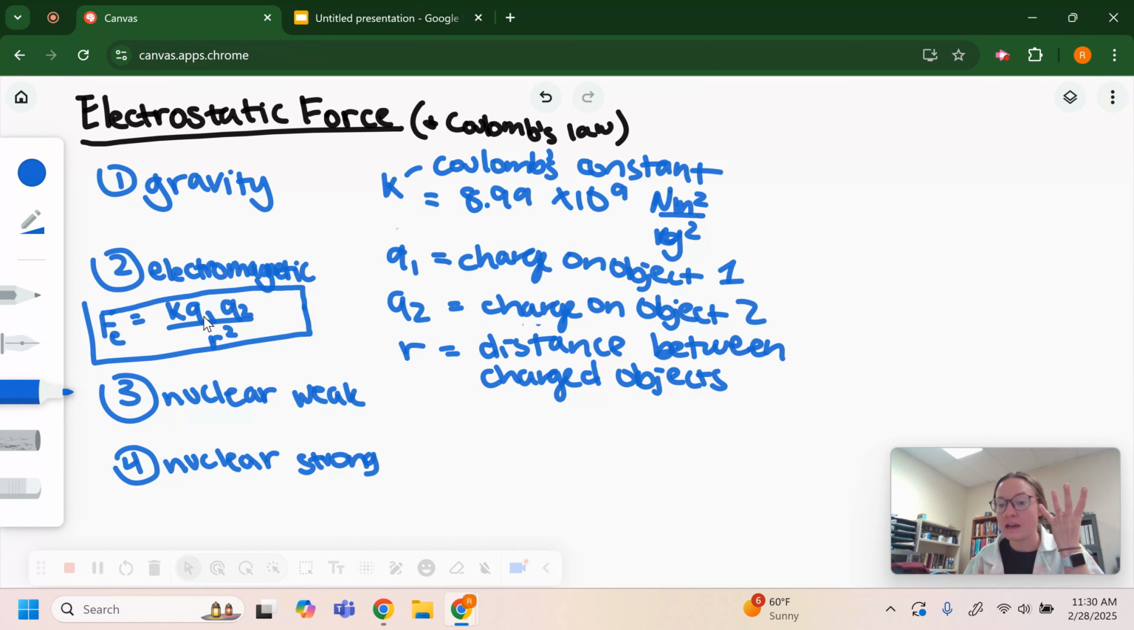If I put a positively charged balloon next to a positively charged balloon, it's the electrostatic force that's going to cause them to repel. If I put a positively charged proton next to a negatively charged electron, it's the electrostatic force that's going to bring them together.